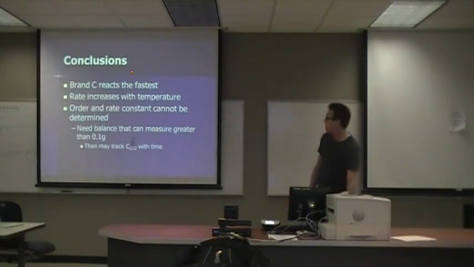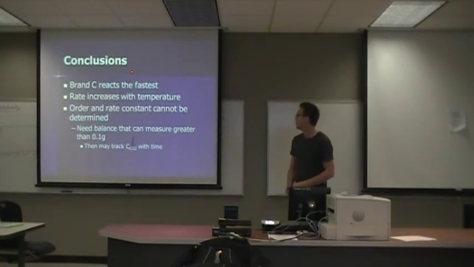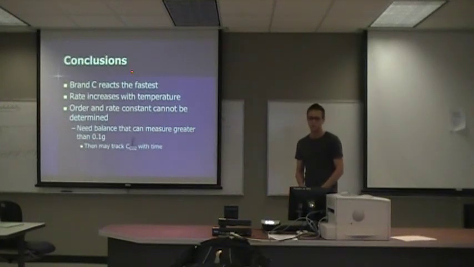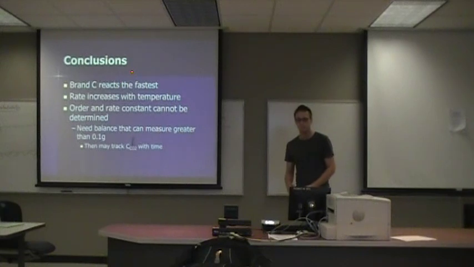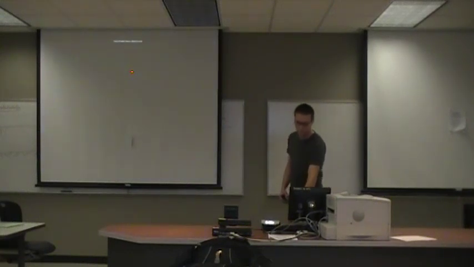We can't determine the order of the rate constant at this time. Our initial idea was to measure the amount of CO2 that was coming off by mass, but our scale goes to 0.1 grams, and that was close to the maximum CO2 that was being evolved. So we need something with a little bit more accuracy. Questions?